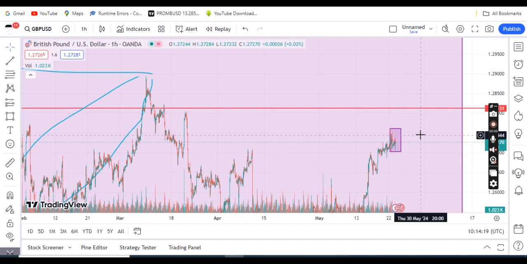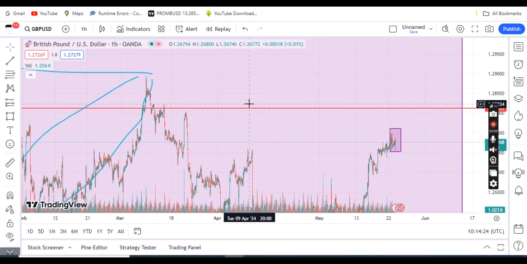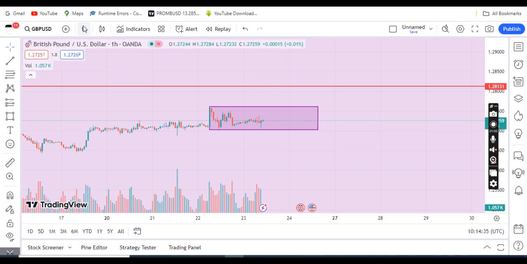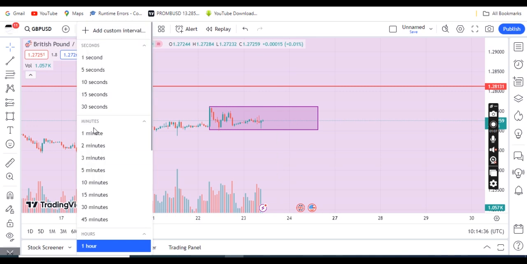Recall that we have this to play with. We are coming out from somewhere. This is the range we have to play with, from here to here. This is the last push that we have.